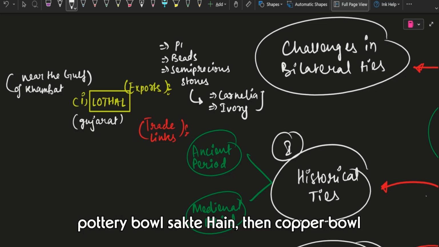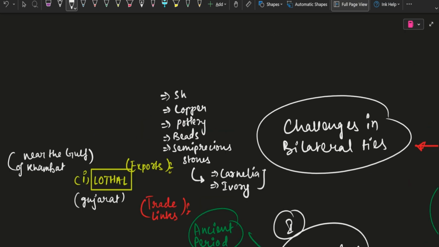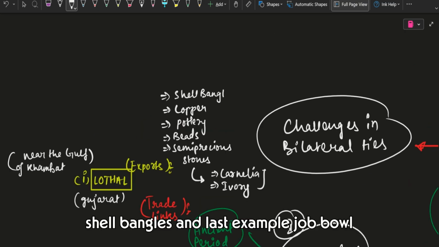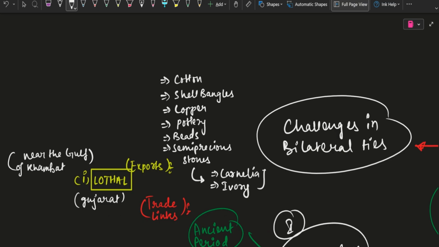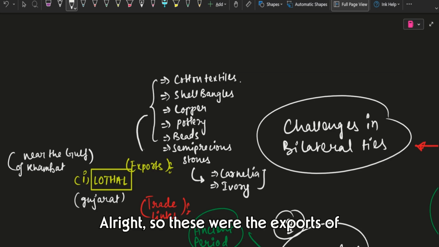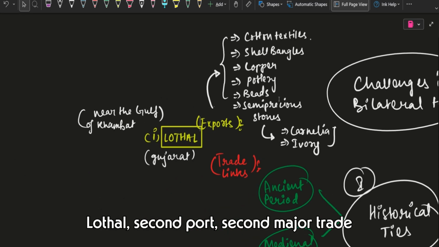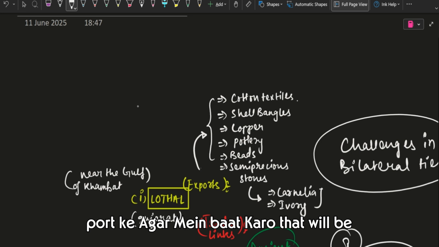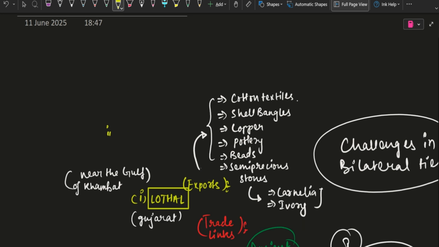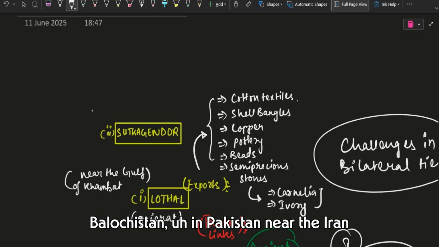Then pottery बोल सकते हैं, then copper बोल सकते हैं, shell bangles, और लास्ट एग्जाम्पल जो आप बोल सकते हो, कॉटन टेक्सटाइल्स. Alright, so these were the exports of Lothal. Second major trade port की अगर मैं बात करूं, that will be undoubtedly सुतका. इसके लोकेशन की बात करें तो दिस इज इन बलोचिस्तान, इन पाकिस्तान, नियर द ईरान बॉर्डर.